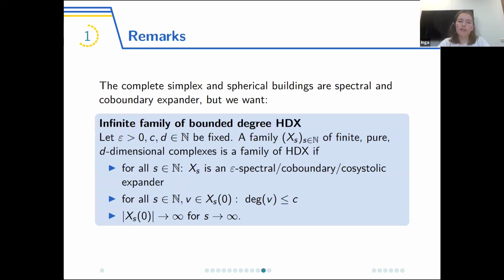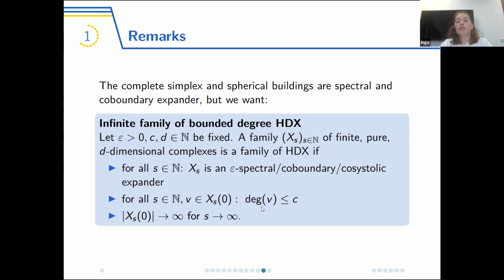Now, are there high-dimensional expanders? Well, luckily, I would say the complete simplex is both a spectral and a co-boundary expander. Otherwise, the notion would be a bit strange, maybe. Spherical buildings are also a nice example of both spectral and co-boundary expanders. But that would make our life a bit too easy, because remember from the first slide, what we want are infinite families of bounded degree high-dimensional expanders. So we want infinite families of simplicial complexes such that each of them is an expander with a uniform constant in whichever term we choose to look at.